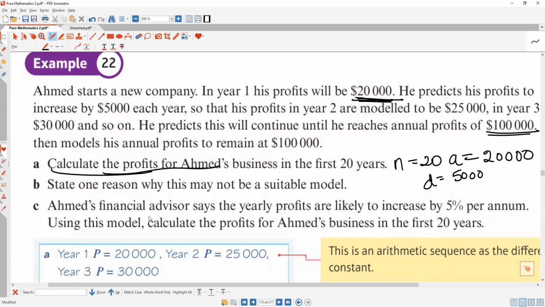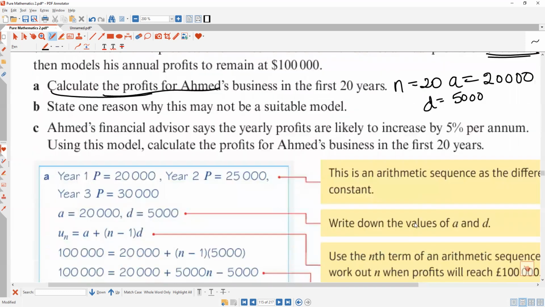Ahmed's financial advisor says that yearly profits are likely to increase 5% per annum. Use this model. Annum means per year. Now using this model, until now we were doing an arithmetic series. Now what does it become? Geometric series, because it increases by 5% every year. Using the model, calculate the profits of Ahmed's business in the first 20 years.